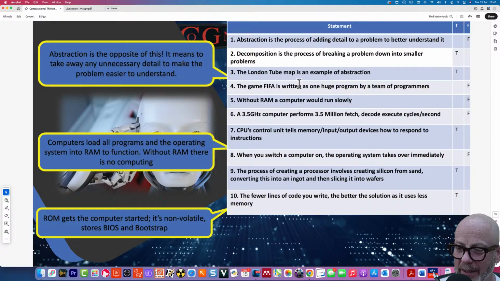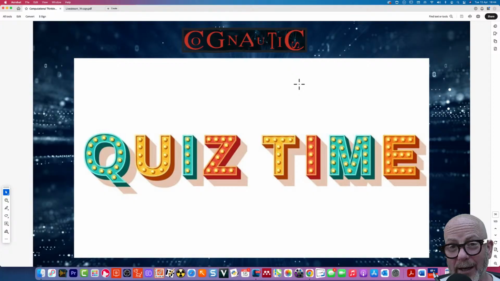And yes, making a processor involves creating silicon from sand and then turning it into an ingot and slicing it into wafers. Thankfully, that's way beyond what's required for this course. And of course, the fewer lines of code you write, yes, the better that code is, or it's a good example of that because the code is more efficient.